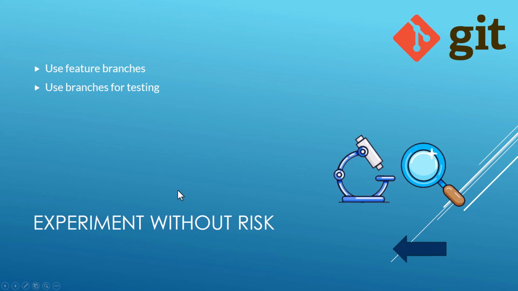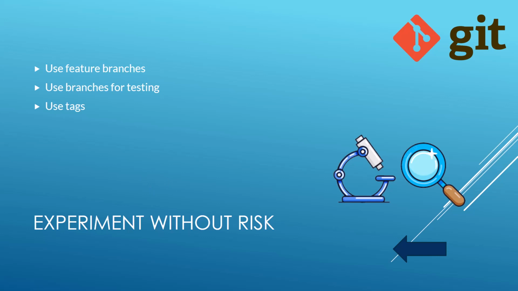We should also use branches for testing. Branches can also be used for testing. For example, you can create a branch to test a new library or framework before integrating it into the main branch. This allows you to test the new code without risking the stability of the code base.